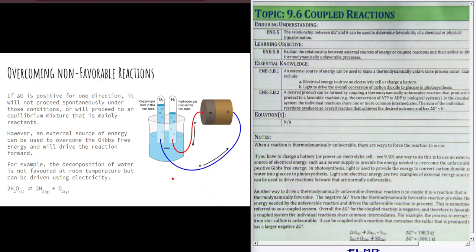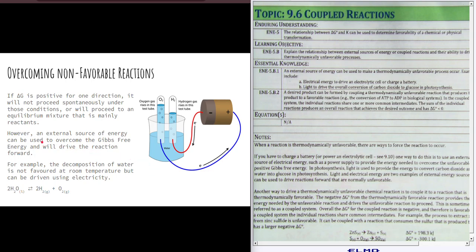Because it takes a lot of energy in order to split water apart into its elements, which are hydrogen gas and oxygen gas. So one way I can split water is by zapping it with electricity. So this is a battery, and I have electricity flowing into this water, and it's splitting the water molecules. So if delta G is positive for one direction, it will not proceed spontaneously under that condition. So this condition here is going to be individually a positive delta G, because it does not just become hydrogen gas and oxygen gas. I have to do something to it to make it happen. I got to zap it with electricity.